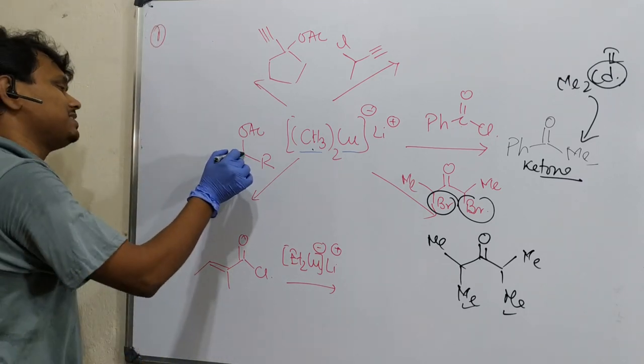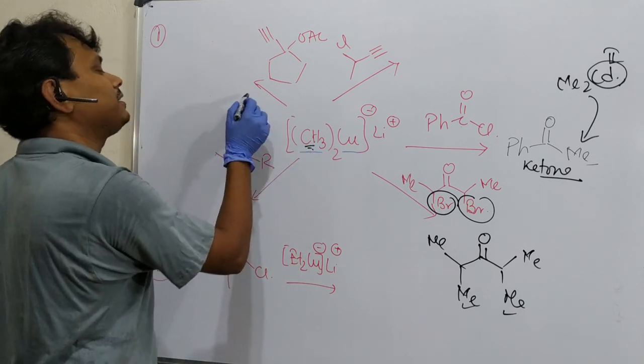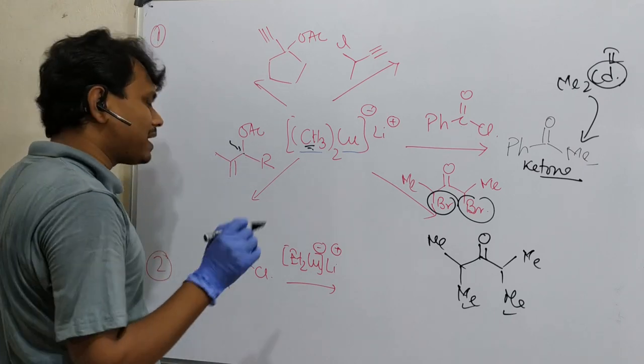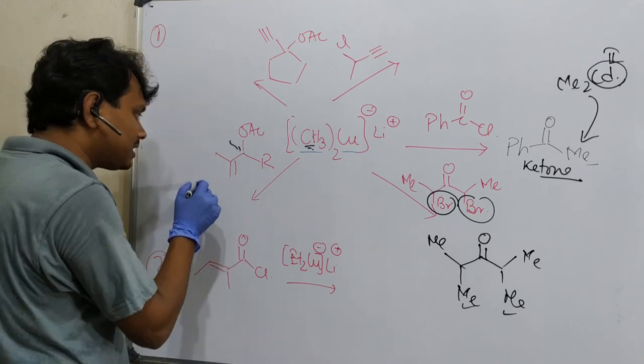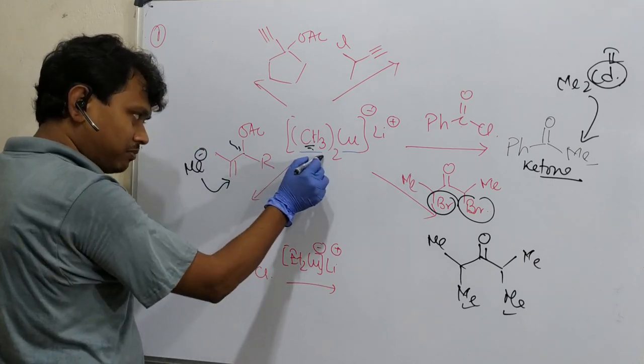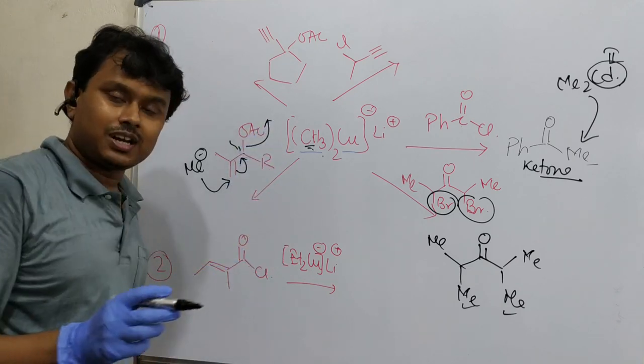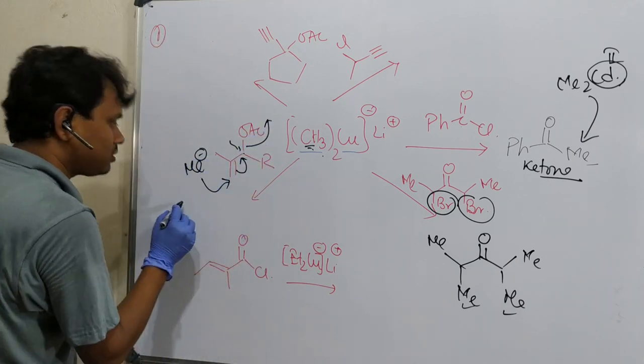Similarly, now a slightly different example will come. See, this is an acetate. This is the leaving group. Now methyl will attack here and it will leave. Generally this is expected. But there is some other advantage. What advantage? It can attack here. This methyl from the Gilman reagent can push and it can leave. This is considered a vinylogous substitution. And actually here this is happening.